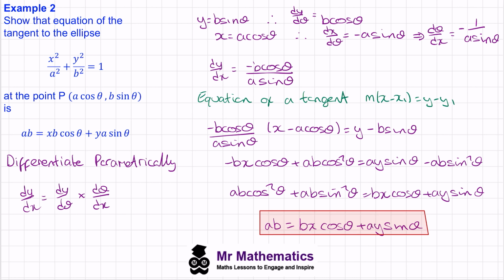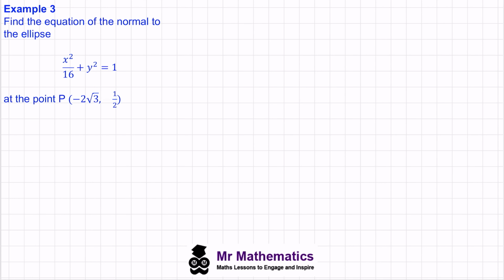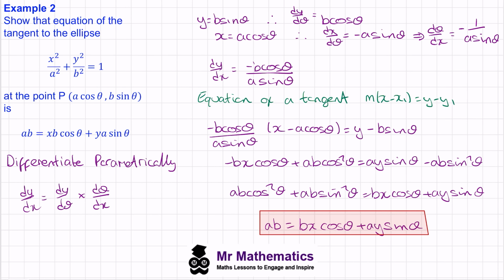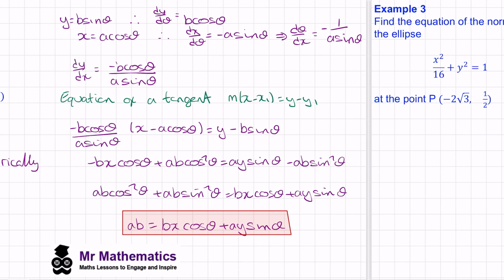And in question 3, we're going to look at finding the normal to an ellipse. Okay, so in question 3, we've been asked to find the equation of a normal to the ellipse x squared over 16 plus y squared equals 1 at the point P, negative 2 root 3 and a half. Now we worked out from question 2 that the general gradient of a tangent is minus b cos theta over a sine theta. So we can use this to work out the gradient of a normal.